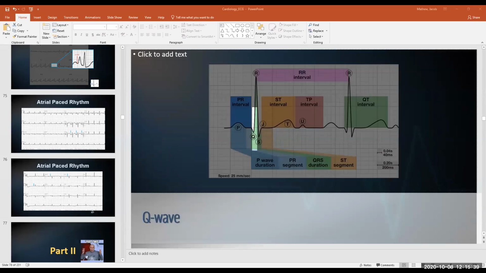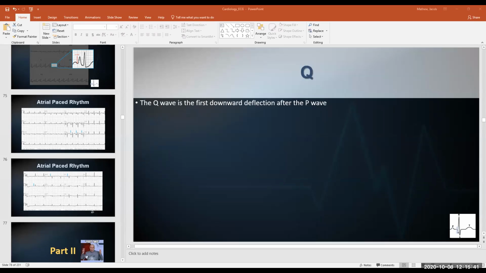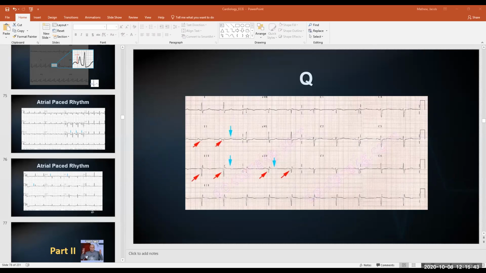Sorry, skipping all over the place. You just need to know, again, what they're saying is that the length of this is greater than 1/4 the length of the QRS. You could use that, or you can use the 1 box wide, 1 box deep method as well.